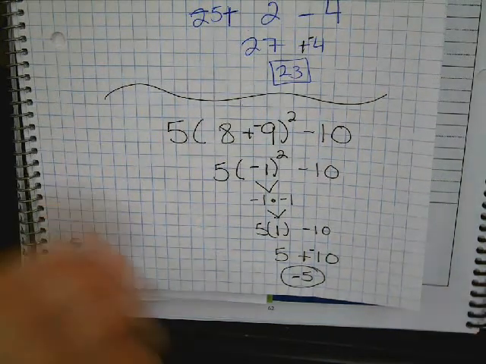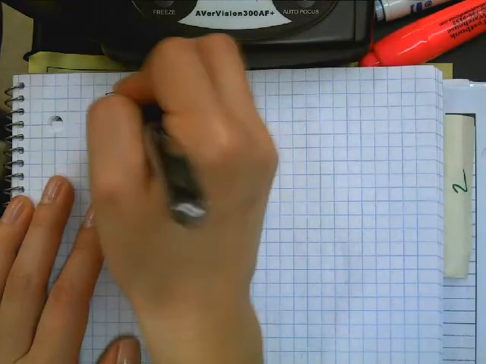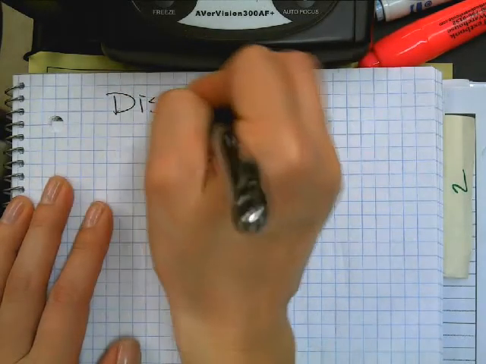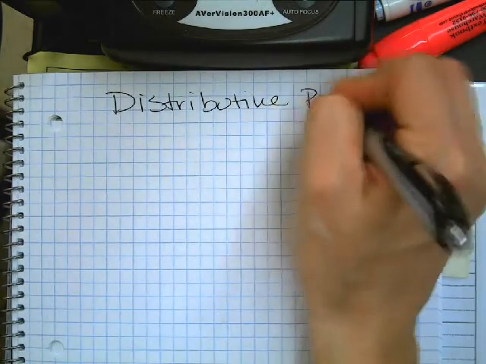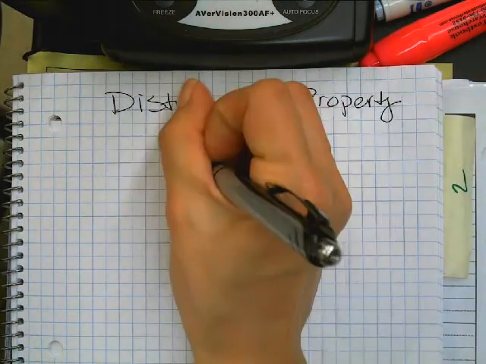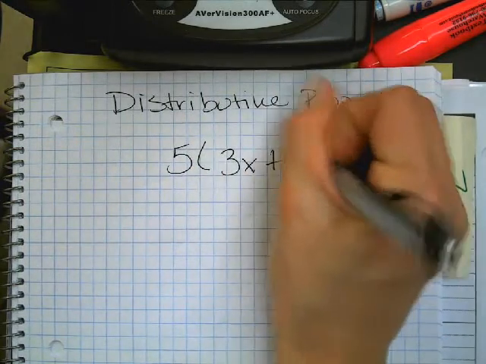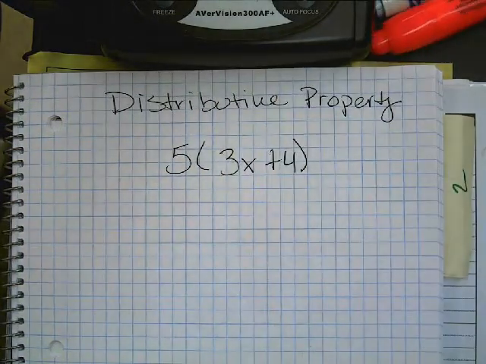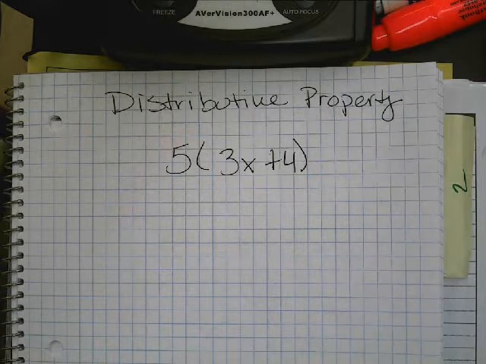Alright. One last thing to review. Distributive property. Well, kind of like order of operations, you already learned it. We're just reviewing it because I need it for the next unit. So distributive property, if I give you 5 parentheses 3x plus 4, go ahead and solve that. Simplify that, I should say.